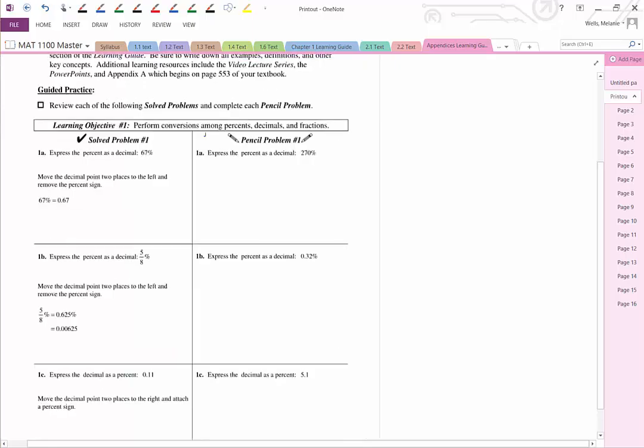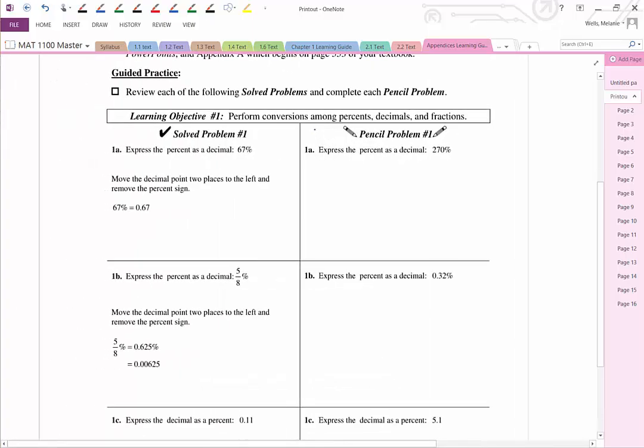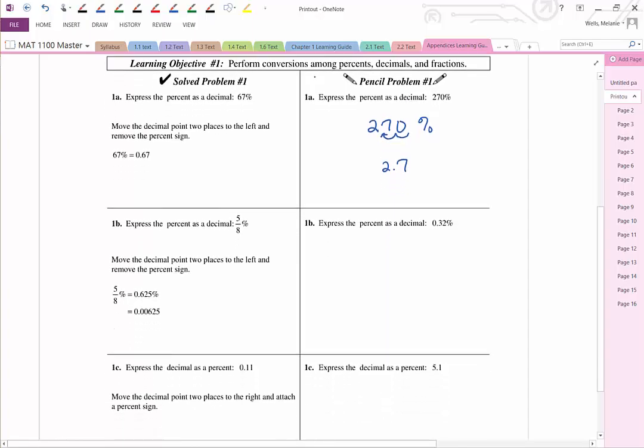So if we express the number 270% as a decimal, remember that with percentages, we're going to move the decimal place 2 places to the left to change that to a decimal number. So if I move this 2 places to the left, that would give me 2.7. Okay, so let's do the same thing with the next one.